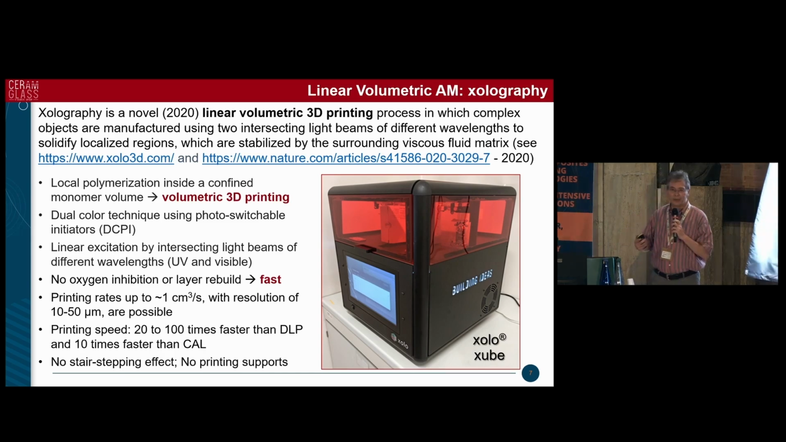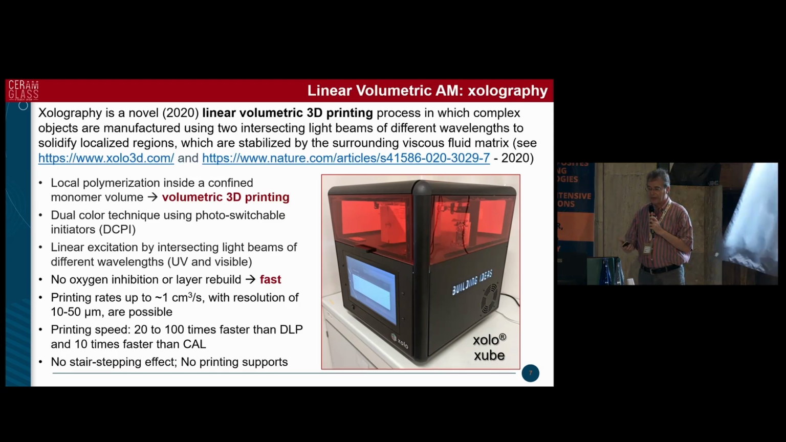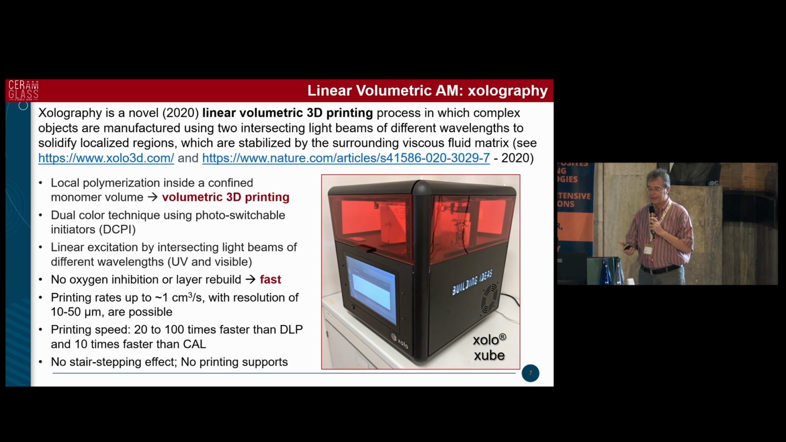So we are using a volumetric approach for 3D printing ceramic materials. This was a development from a German startup in Berlin, Xolo 3D. In 2020, they published in Nature. We were the first laboratory in the world to acquire this printer. And having a volumetric 3D printing approach comes with several advantages in terms of the fact that there is no oxygen inhibition or layer rebuild necessary, so it's a very fast approach.